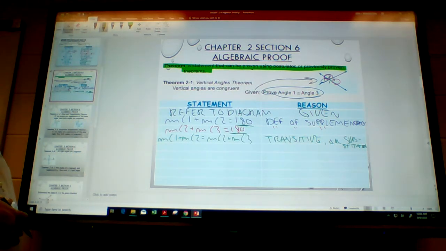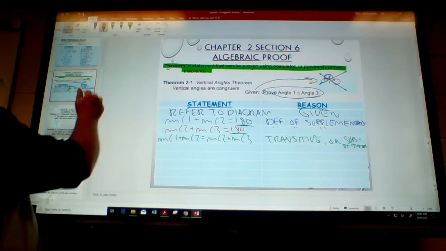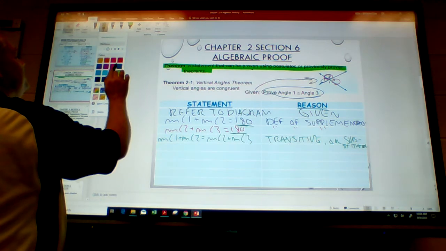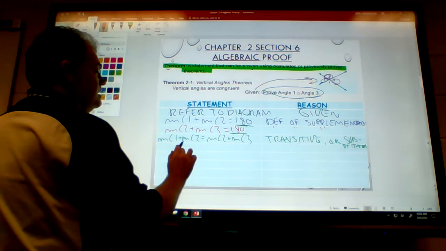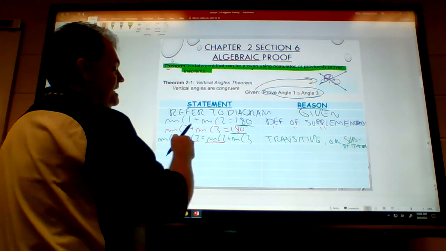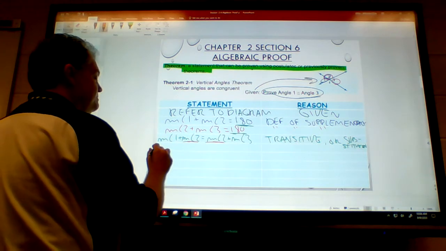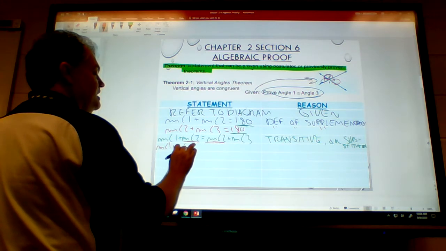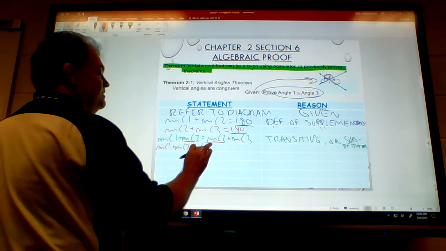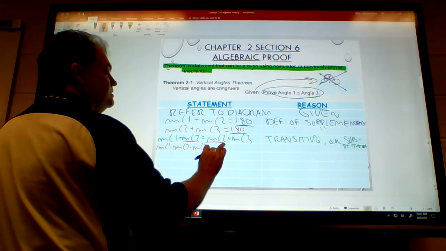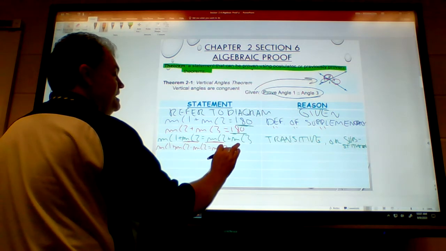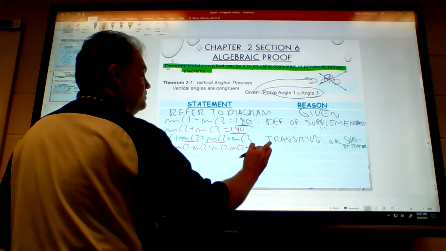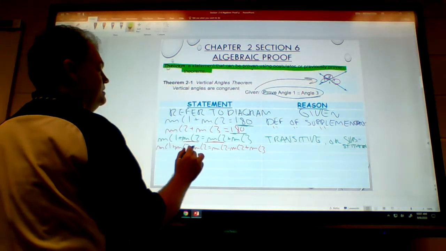All right. Now, I want you to look at this. Let's look at what they have in common. What they have in common is right here. They both have angle 2. So I can subtract angle 2 from both sides. I can say the measure of angle 1 plus the measure of angle 2 minus the measure of angle 2 equals the measure of angle 2 minus the measure of angle 2 plus the measure of angle 3. I'm going to highlight that so you can see it right there.